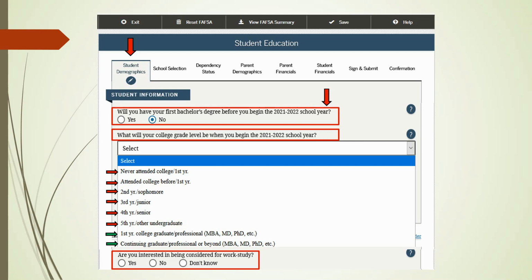If you're even thinking of possibly doing work study, you want to answer yes, and that's because the federal government provides very limited funding for work study to the colleges, and it is very competitive among students. And so if you answer no or you don't know, chances are the funding might not be available if you do change your mind later in the academic year.